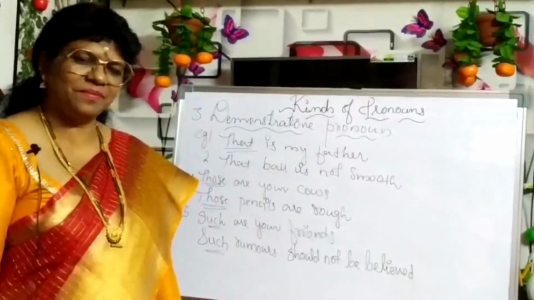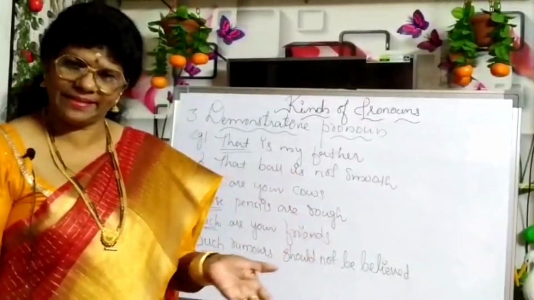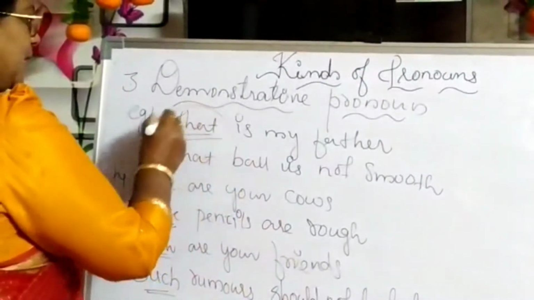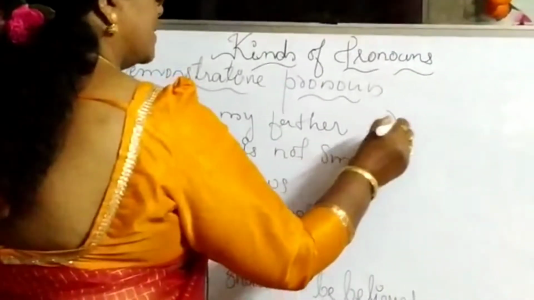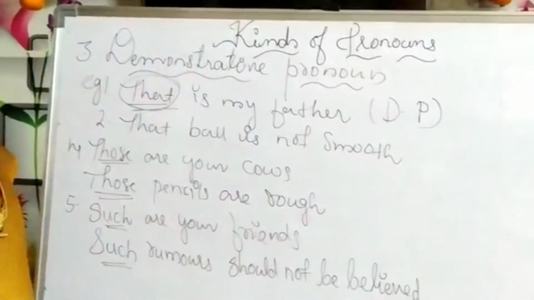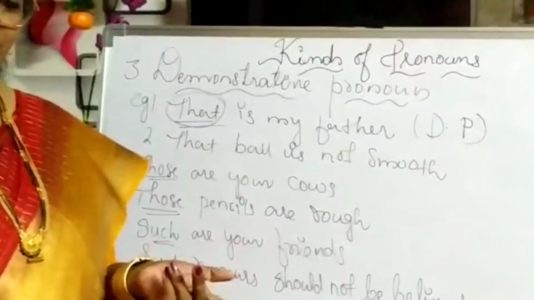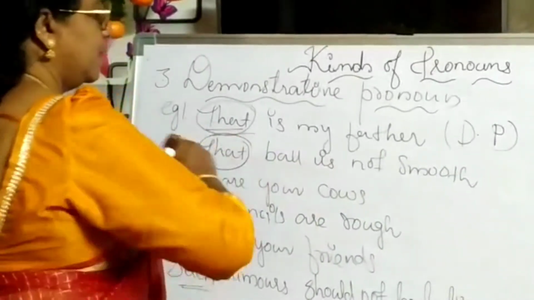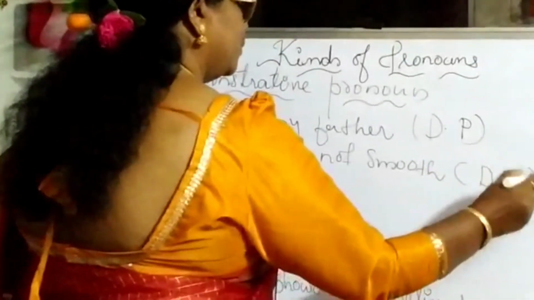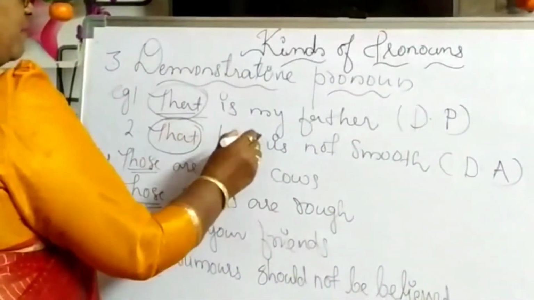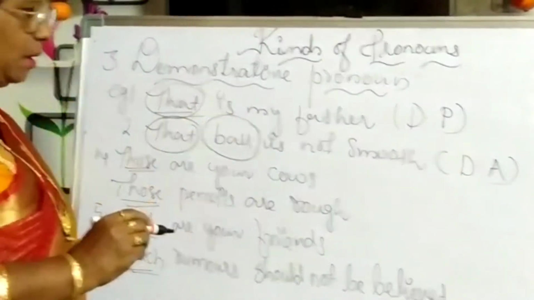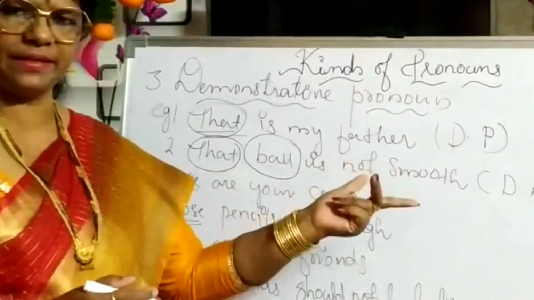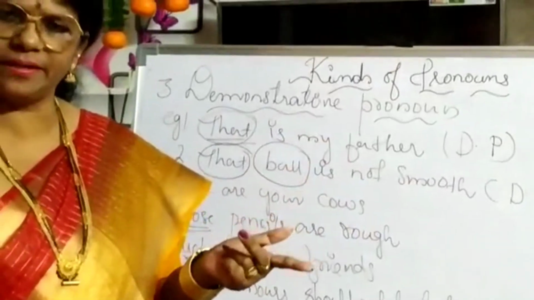Let us go for further examples. That is my father. Here that is used as a demonstrative pronoun. You can say after me: demonstrative pronoun. That ball is not smooth. Here that is a demonstrative adjective, because it qualifies the common noun ball. What type of ball is that? It qualifies the ball. So this is a demonstrative adjective, and the first one is a demonstrative pronoun.